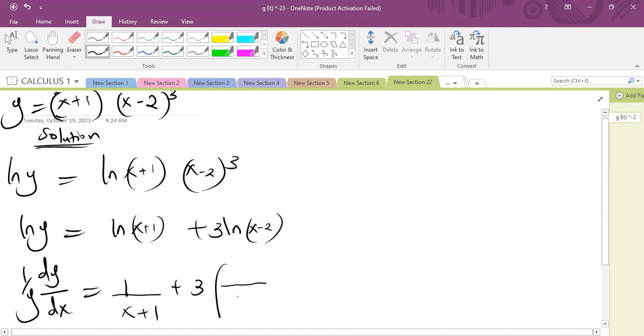What is the derivative of ln(x - 2)? You write x - 2 in the denominator here, then you find its derivative up here. If you differentiate x, you get 1. If you differentiate 2, you get 0. So that's it.